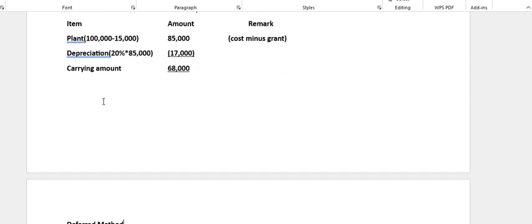We are done with year 1. If we are going to do year 2, this is the current amount. Year 2 depreciation will now be 20% multiplied by 68,000. Are you seeing it? That's how to do reducing balance. You see, very simple.